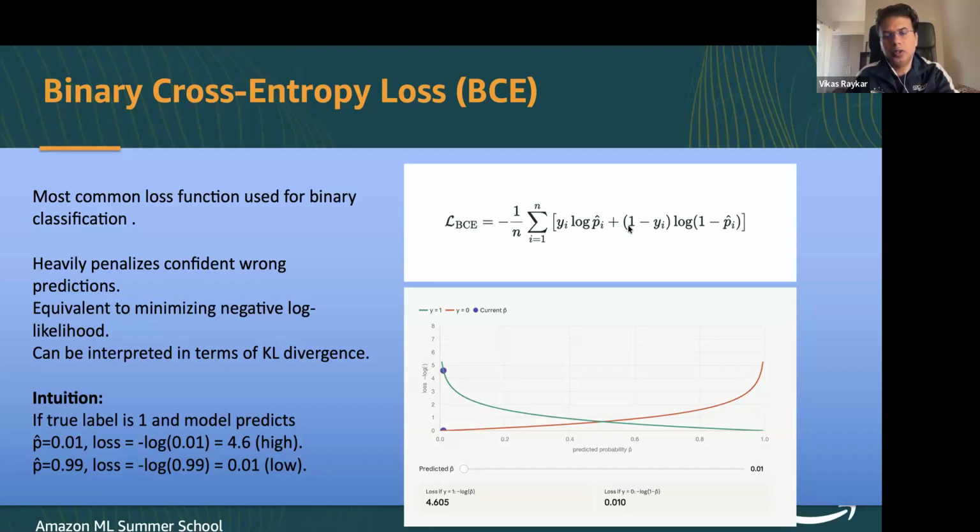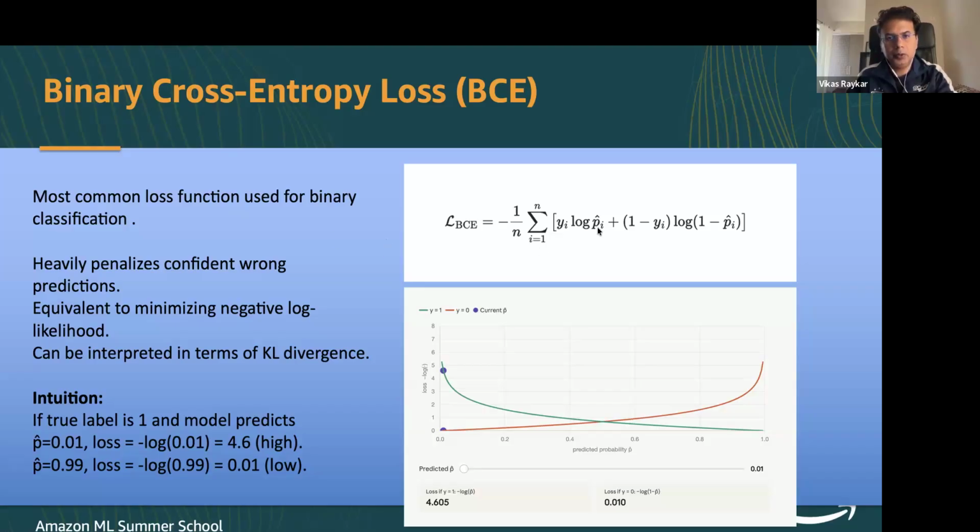or a neural network, which predicts the probability that your label is equal to 1. So the binary cross entropy is defined as yi log p hat i plus 1 minus yi log 1 minus p hat i. And there's also a negative sum here. This is one of the most commonly used loss functions for binary classification.